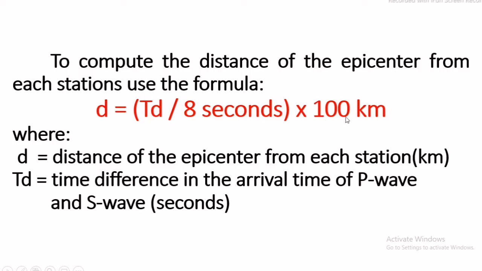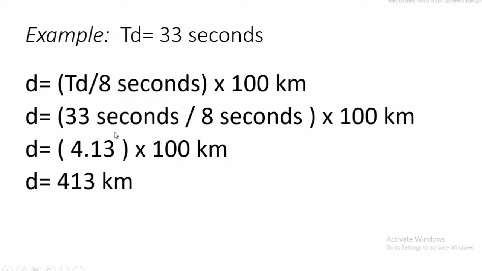To compute the distance of the epicenter from each station, use the formula D equals TD divided by 8 seconds times 100 kilometers, where D is equal to the distance of the epicenter from each station in kilometers. TD is equal to the time difference in the arrival time of the P wave and S wave in seconds. Example, if the time difference is equal to 33 seconds, how far is the earthquake epicenter from this station?